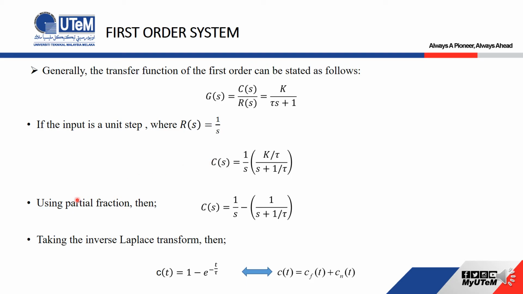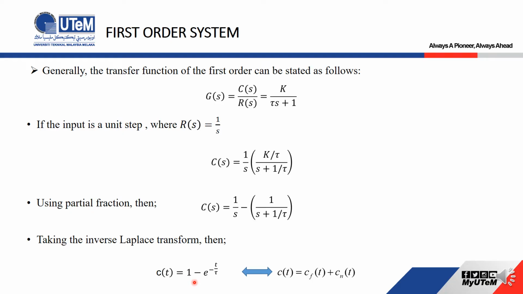By applying partial fractions, this equation becomes C(s) equal to 1 over S minus 1 divided by S plus 1 divided by tau. And then after we take the inverse Laplace of this equation, it changes to an equation in the time domain, where the result becomes c(t) equal to 1 minus exponential power of negative t over tau.